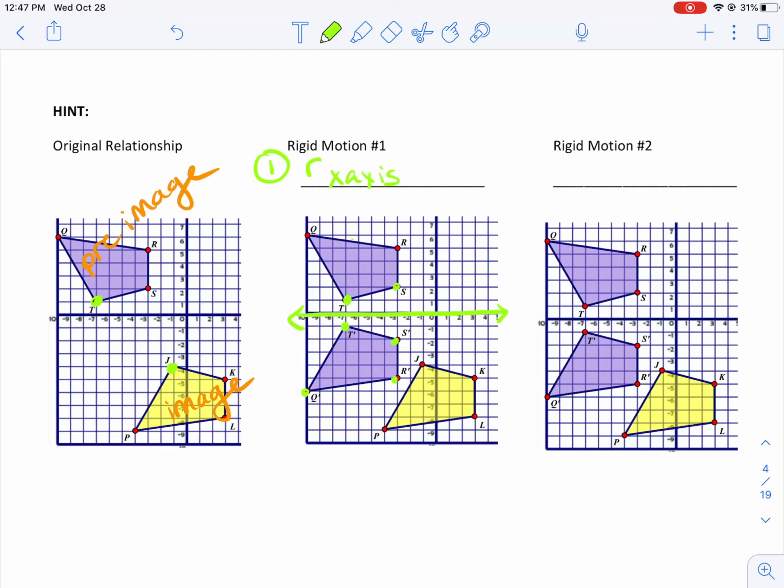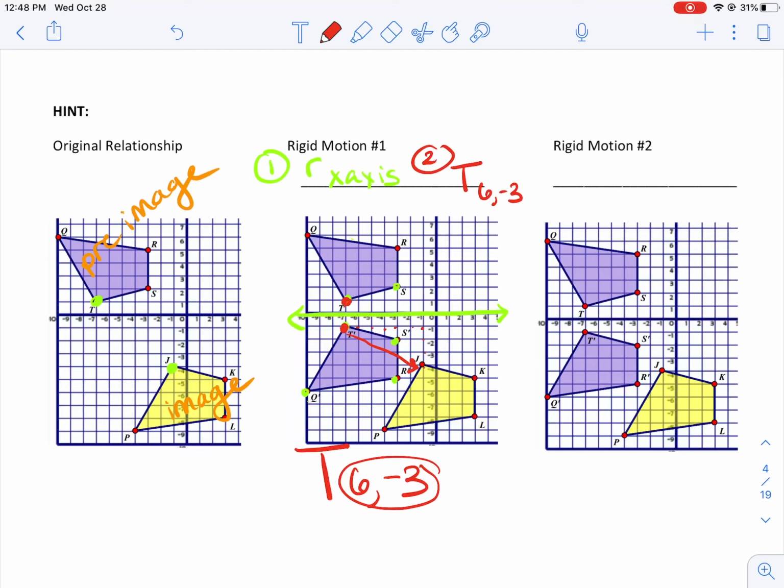Then I notice that this point here, Q to P, again, I find it helpful just to stick with one point. So maybe we started with this point. How do I get T to become J? Well, I could draw a vector here. Or I could say to myself, I have to count over 1, 2, 3, 4, 5, 6, 6 to the right, and then down 1, 2, 3. So when I move like that, that is a translation. So my first step is a reflection and then a translation.